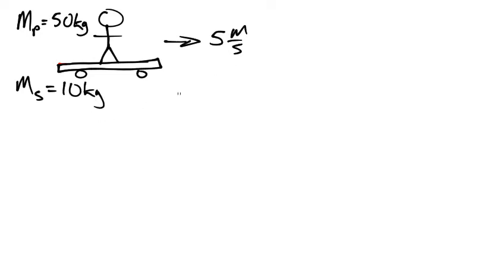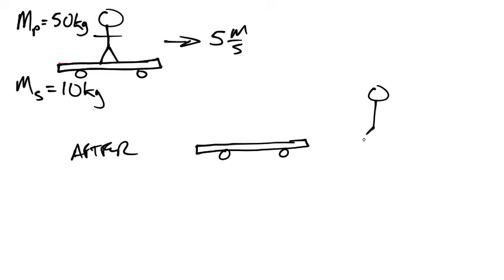Okay? But as they're moving along, all of a sudden, afterwards, the person jumps off to the right in the same direction as they were originally moving, and they end up having a velocity of 7. So in other words, here's the picture afterwards. So we've got the skateboard here again, but now the person has a velocity of 7.